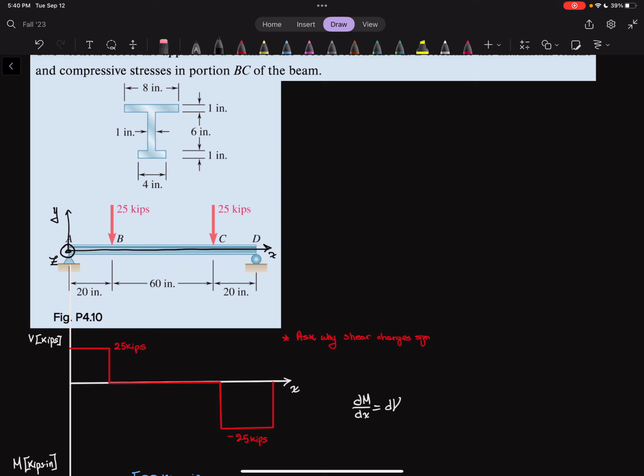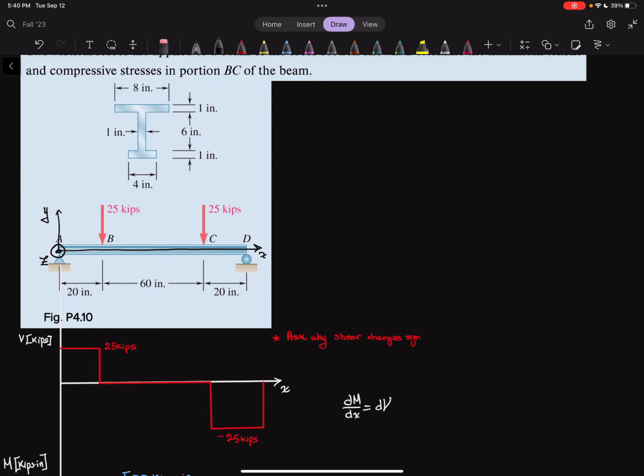So now think about if you look at your cross section, this is where your x is going to come out of. So this will still be your y, and I'll do it from here. This will still be your y-axis, but this will be your z-axis.